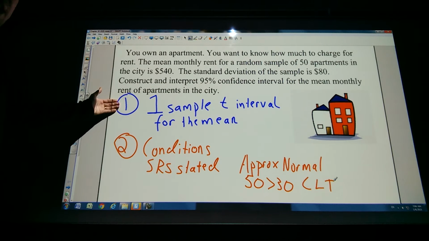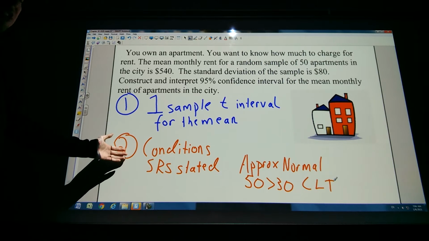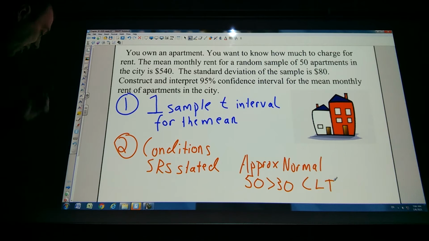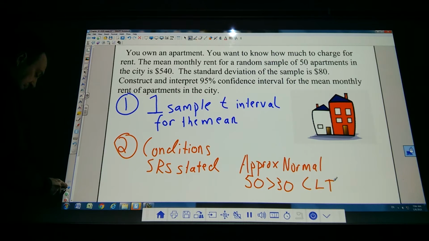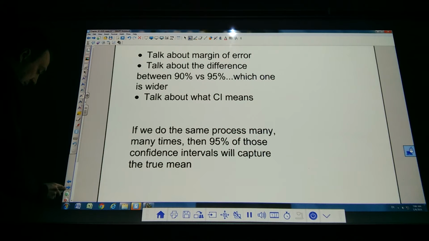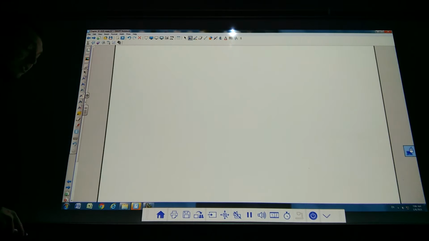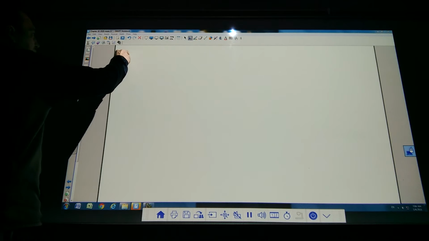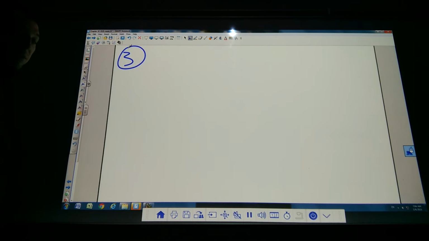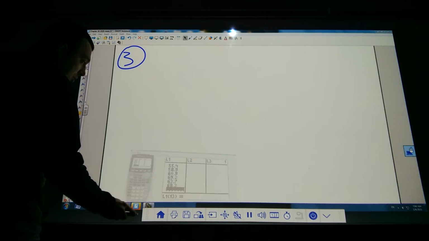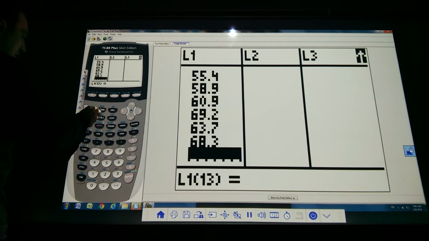Step 1, give it a name. Step 2, conditions. Step 3 is use our calculator and get some numbers. So pause it if you don't have your calculator. Go get it. Here we go. Calculator time. Turn on your calculator.